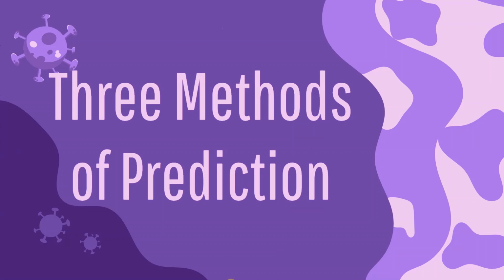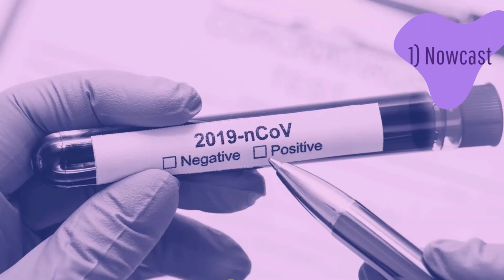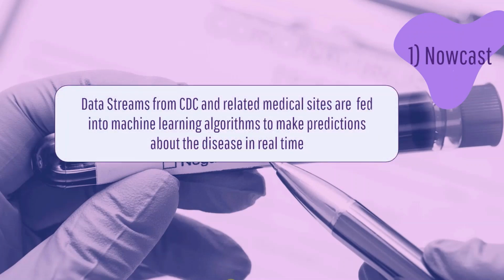It turns out that labs around the world basically use three methods to track the spread of different diseases. The first is called Nowcast, which provides a prediction of the current number of people infected. Labs gather recent and historical data from the CDC and other partner organizations, including flu-related Google searches, Twitter activity, and web traffic on medical sites. Those data streams are then fed into machine learning algorithms to make predictions about the disease in real time.